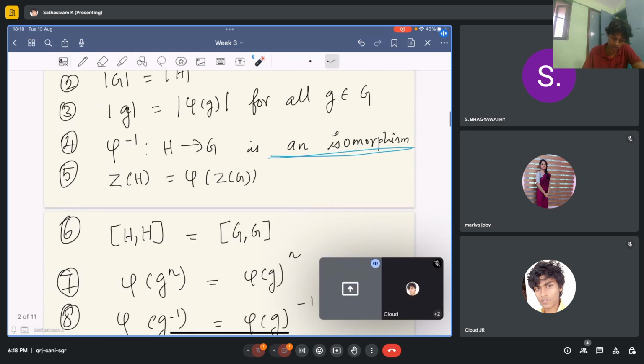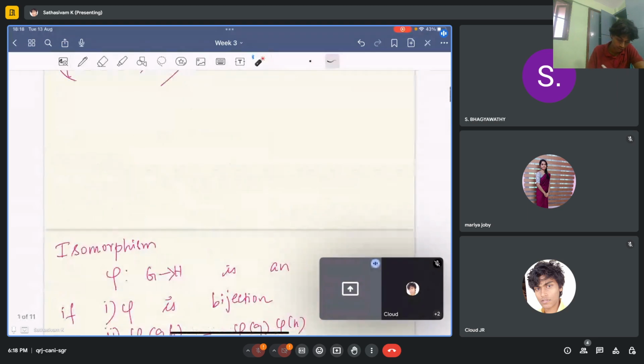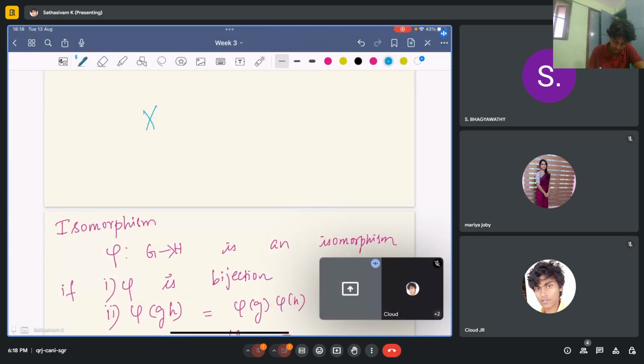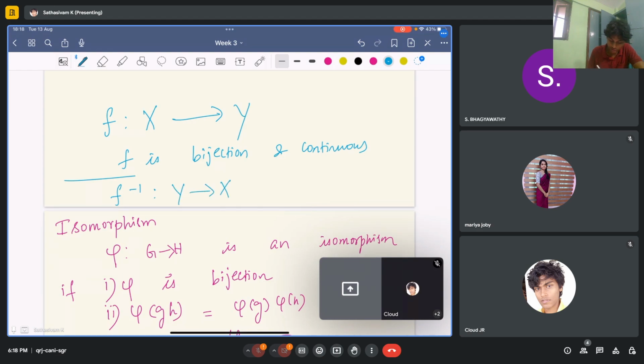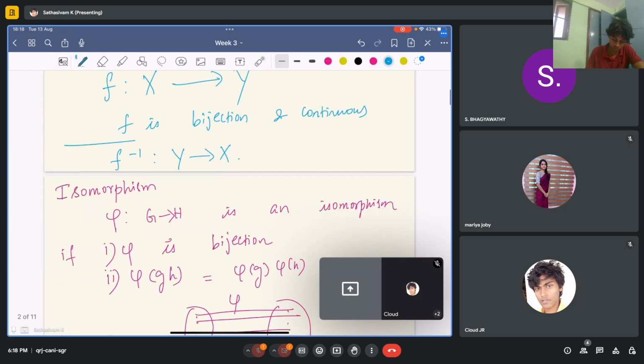For example, suppose you have two metric spaces, if you know what a metric space is, and here is, let's say, some function. Let's say the function is a bijection and let's say continuous. Okay. So then what we know is the inverse function exists, but in general this inverse function need not be continuous.